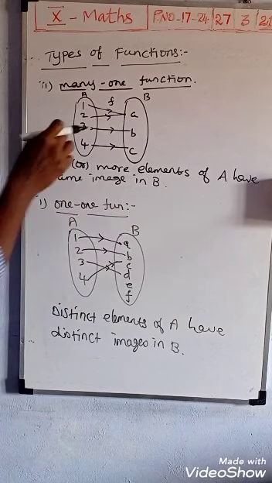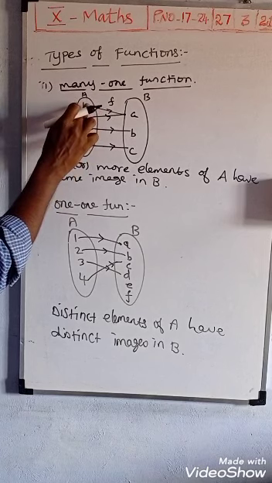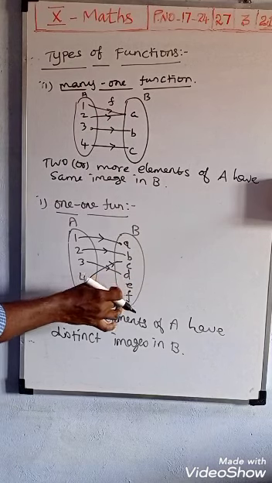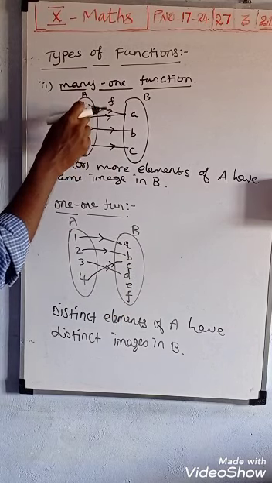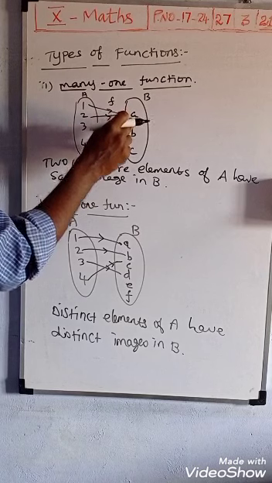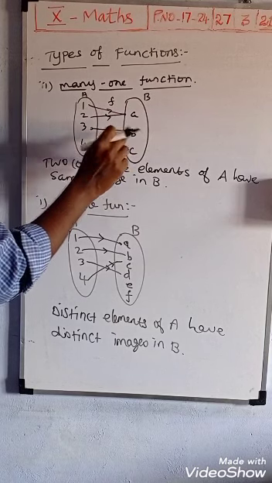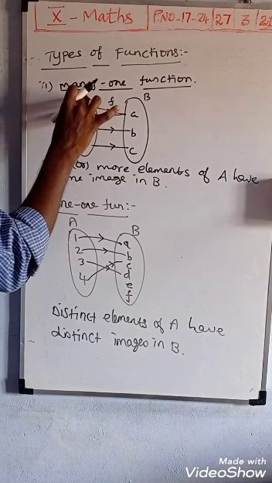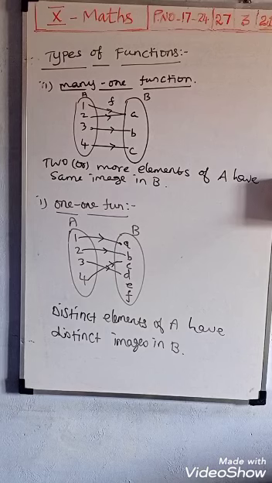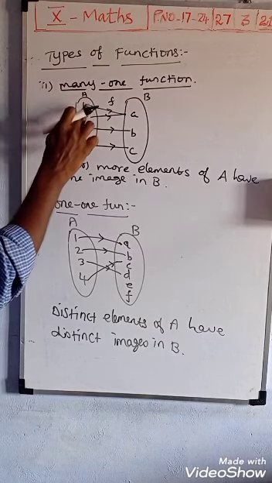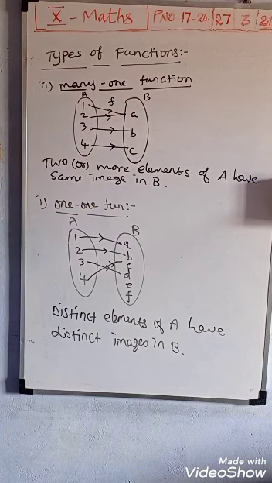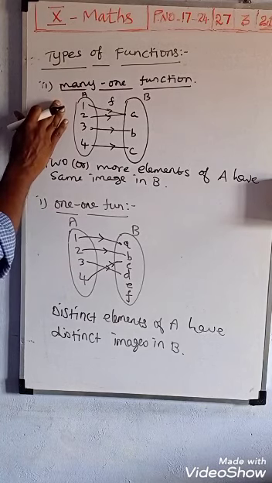Suppose here 1 and 2 have the same image A. That means this is not 1-1. Yes, it is many-one. Suppose 1, 2, 3 can also map into A, then 4 maps into B. At the same time, 2 or more elements in A have the same image in B, so it is called a many-one function. Here 1 and 2 have the same image, 3 has a different image, and 4 also has an image. So this is 1-1 and this is many-one.